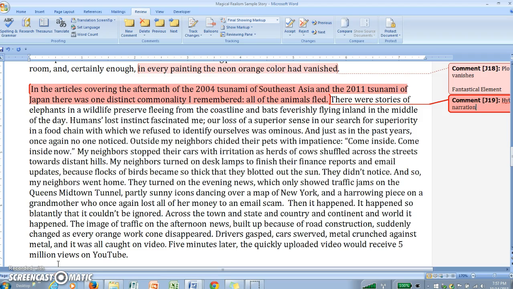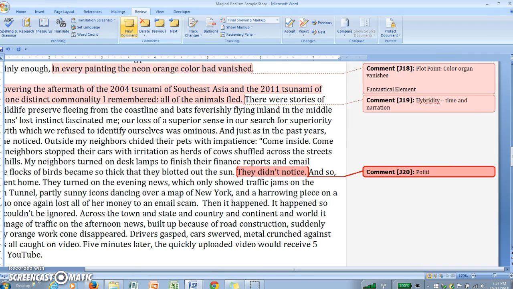So here we have a very different paragraph. It's so different from the other paragraphs we've dealt with so far, and that's because it's doing a very different thing. Here we are finally getting to the political critique. Here the author is talking about how, "They didn't notice." Here we can see that he's criticizing people's failure to notice the world around them. And they notice so little about the world around them. Things like tsunamis can take them by surprise when there's clues everywhere.